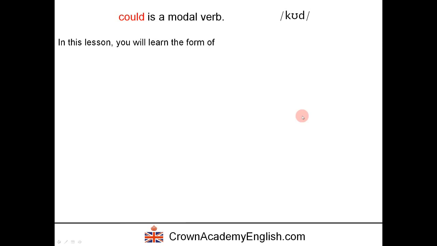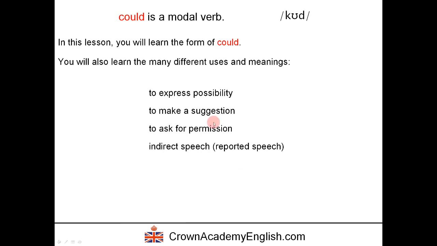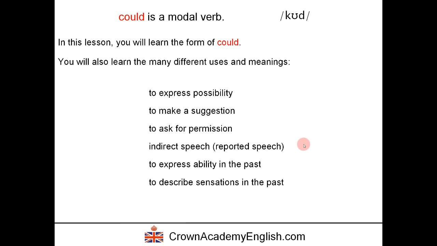In this lesson, you will learn the form of could, and also you will learn the many different uses and meanings. To express possibility, to make a suggestion, to ask for permission, indirect speech, which we also call reported speech, to express ability in the past, to describe sensations in the past, and to describe mental processes in the past. So let's look at each of these in detail.